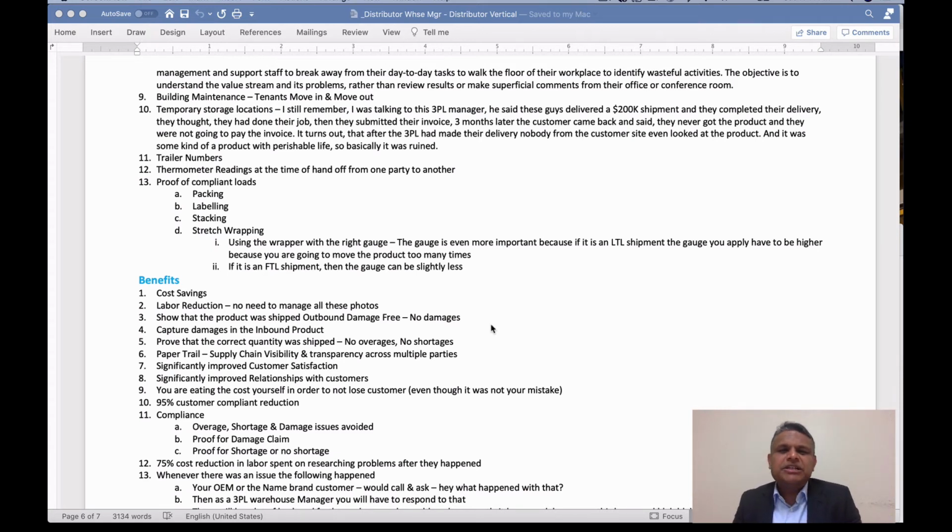Building maintenance, tenants move in, move out. Maybe it's not applicable for you guys. That's more of a 3PL thing. Temporary storage locations. I mean, you could have temporary locations.